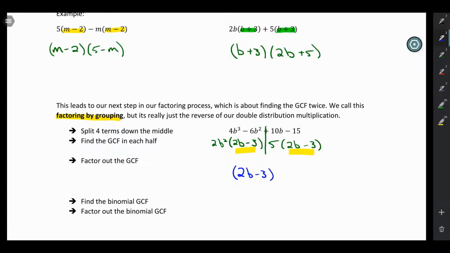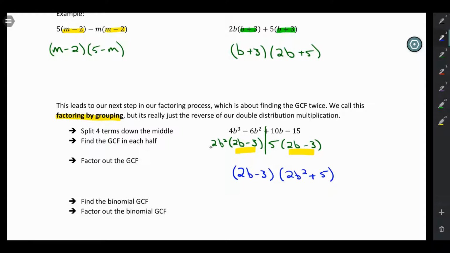And then I'm going to write these other 2 pieces that were left behind. So I've got that 2b squared here. And I'm going to put the 5 here. And since it is a positive 5, I will write plus. And now I have completely factored this 4-term polynomial into 2 pieces that are multiplying.